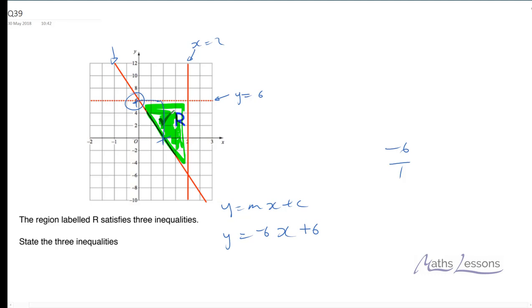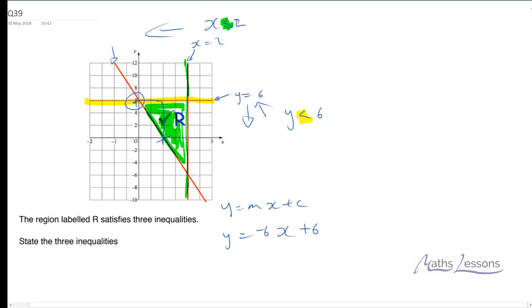Now we've got our equations of the boundaries. Now we've got to work out the regions. Well, this one is quite straightforward here. This one we want below y, so therefore y is less than 6. Notice I don't put an equals because we have a dotted line here. Now this one I want to be below x is 2, so therefore x is going to be less than or equal to 2. Notice I put a less than or equal to because I have a filled in line. There's no dotted line here.